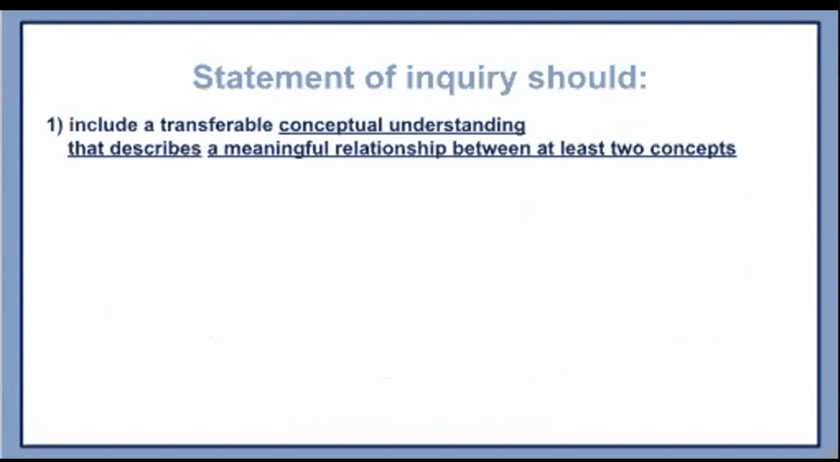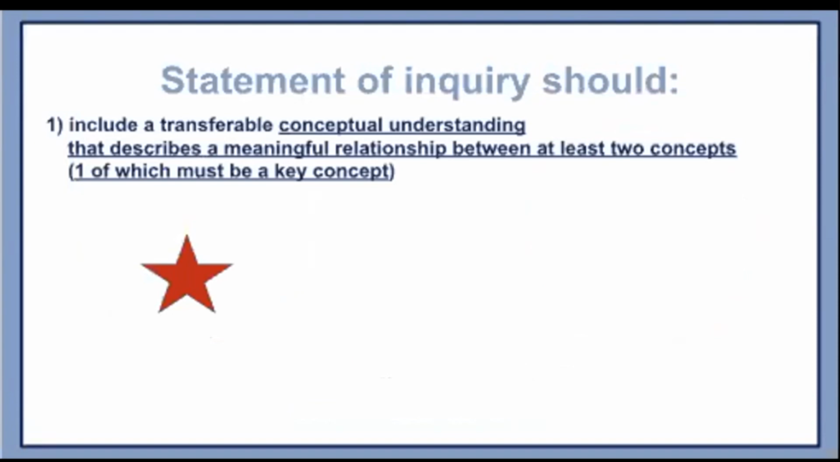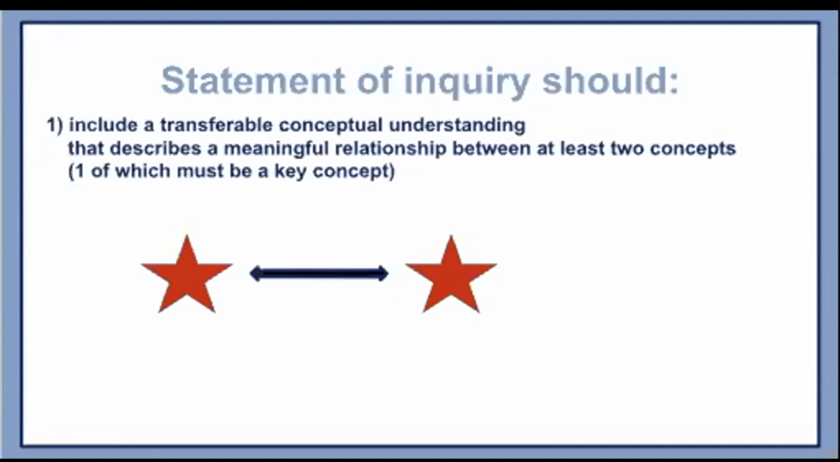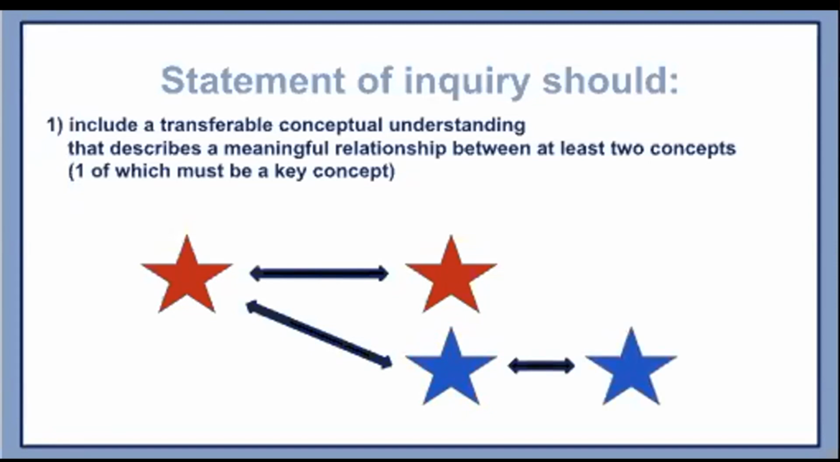In addition to being transferable, it needs to express a conceptual understanding that describes a meaningful relationship between at least two concepts, one of which must be a key concept. There are a number of combinations it could take. It could be a relationship between two key concepts, or a relationship between a key concept and a related concept that are equally relevant to both or all participating subjects. It could be a key concept and two related concepts, or two key concepts and a related concept, any combination. Just one of them needs to be a key concept.